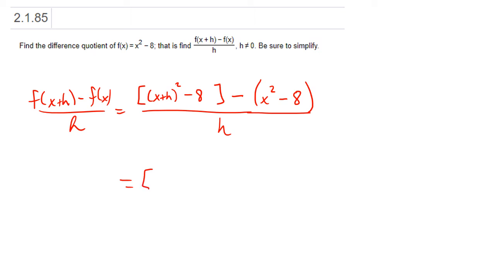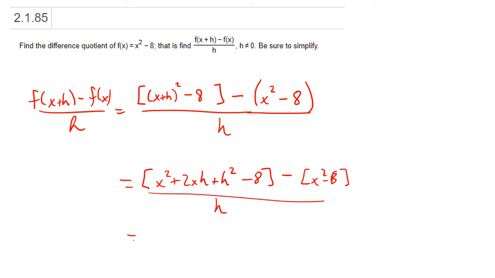So now in that first bracket, I'm going to expand out x plus h squared, giving me x squared plus 2xh plus h squared minus 8. Here I just still have my x squared minus 8 all over h. Now let's worry about distributing these minus signs. x squared plus 2xh plus h squared minus 8 minus x squared plus 8.